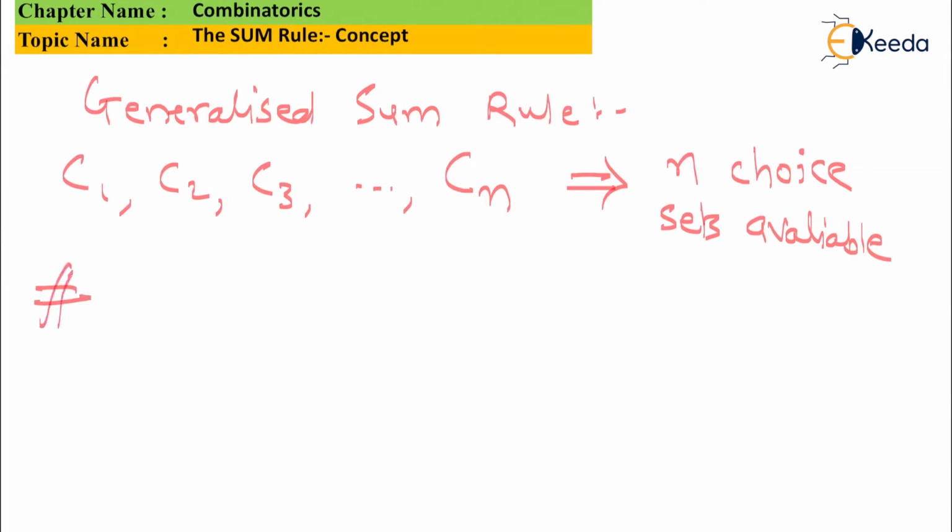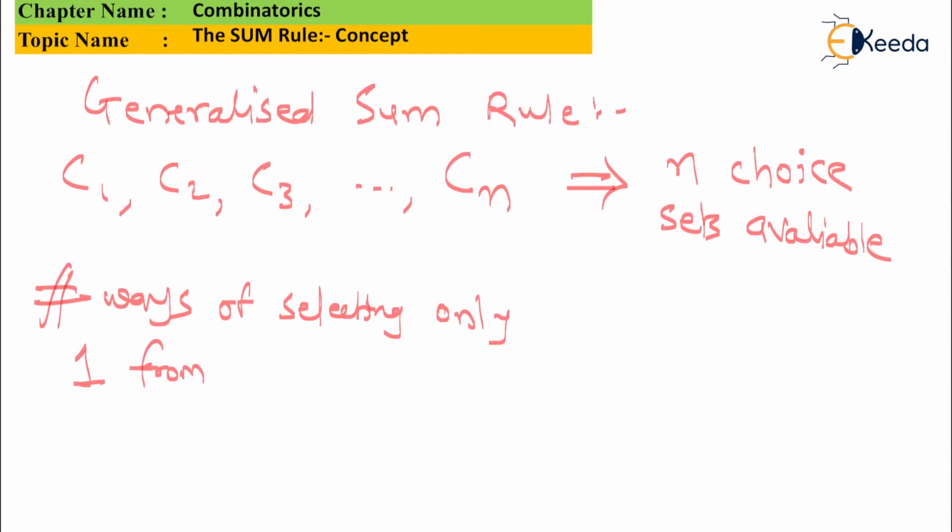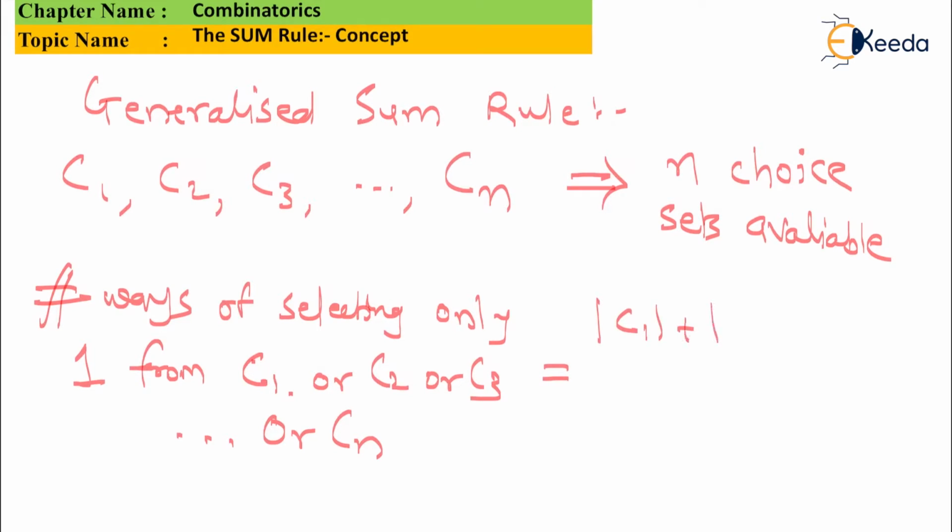So the number of ways of selecting only one from, you could readily guess now, the wording should be the number of ways of selecting only one from C1 or C2 or C3 up to Cn is equal to the size of the choice set 1 plus size of the choice set 2. You add all the sizes, which could be readily summarized as the cumulative sizes of all the sets.